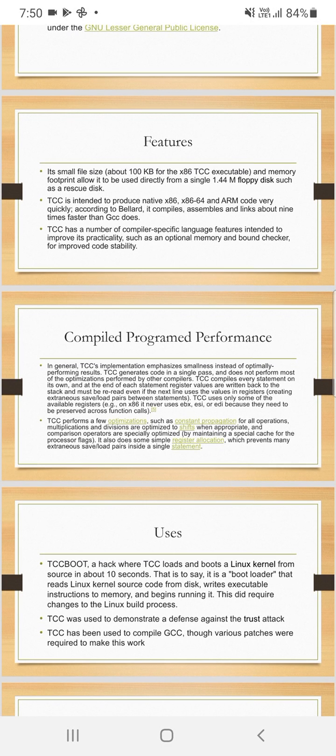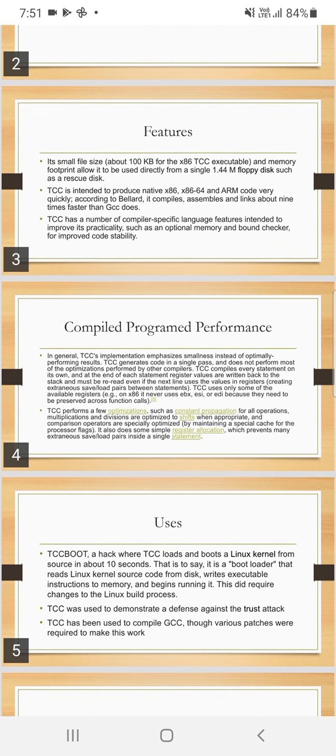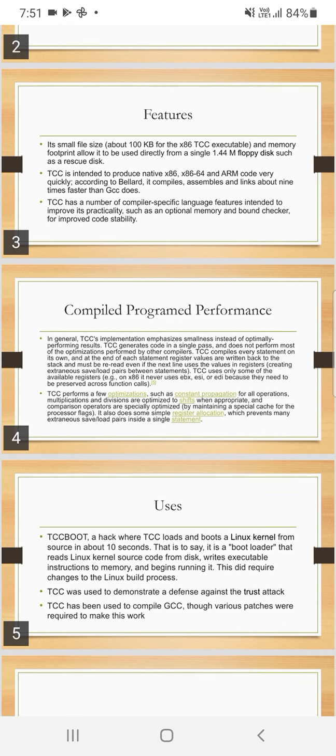Next, its compiled program performance. We're gonna see what its performance is. In general, the TCC implementation emphasizes smallness instead of optimally performing results. TCC generates code in a single phase and does not perform most of its own optimizations. At the end of each statement, register values are written back to the stack and must be reread even if the next line uses the values in registers.